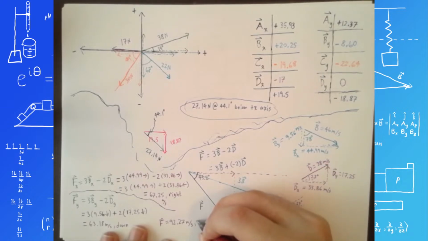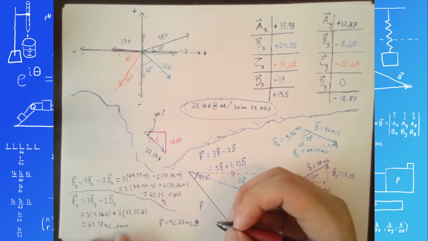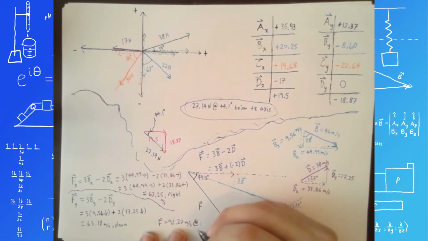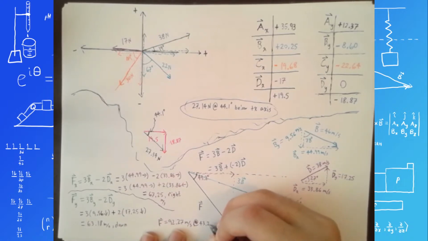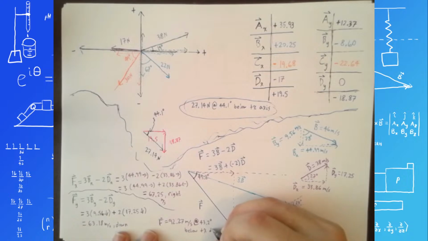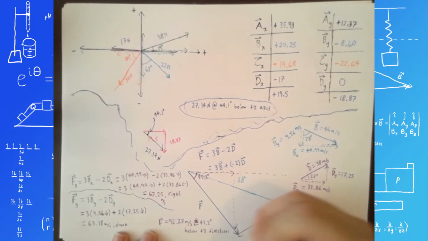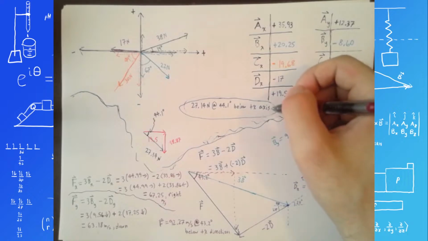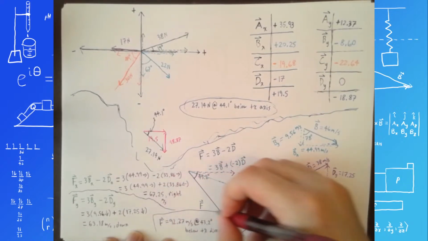And it was at, I don't know why I used a comma there, at, I guess you could use a comma, 43.2 degrees below positive x direction, or positive x-axis, whatever you prefer to call it. I think I did both. Yeah, last time I called it axis.